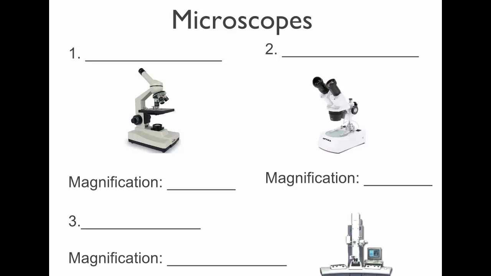So this is the first type of microscope that we're going to use. And this is the microscope we'll use the most often. It's the one you'll use in biology when you get to high school and so forth. This microscope is called a compound light microscope.